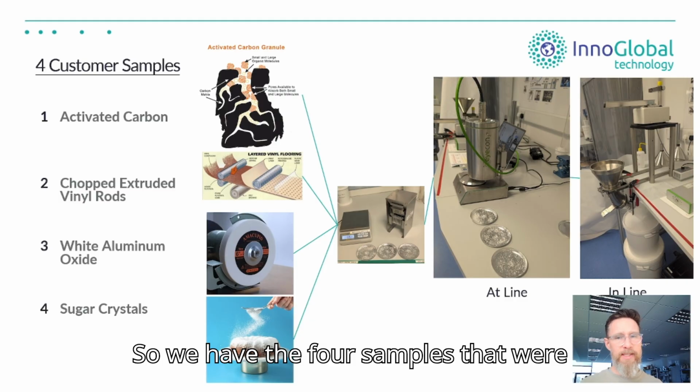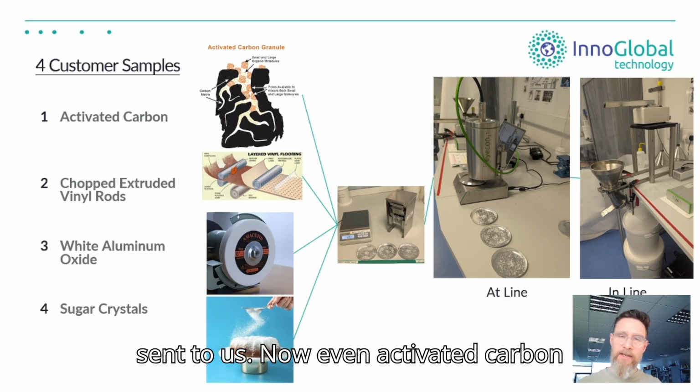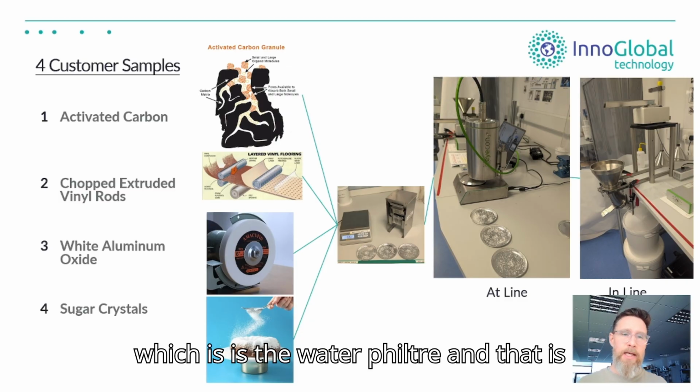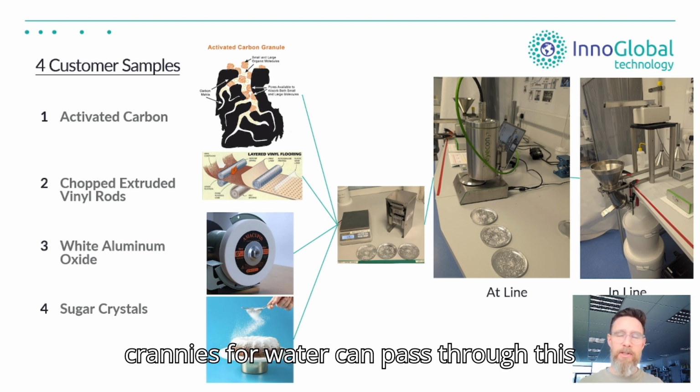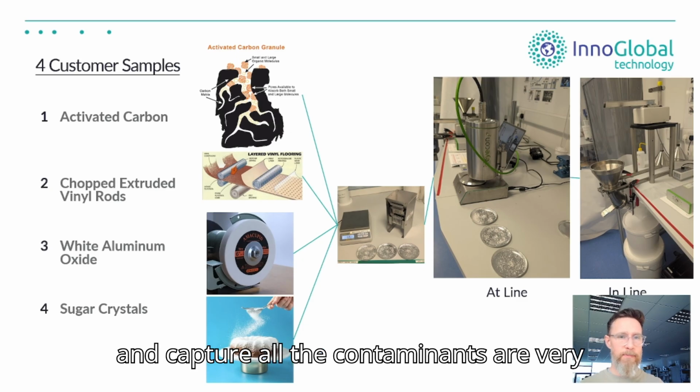So we have the 4 samples that were sent to us. We have an activated carbon, which is the water filter. That is the material with all these nooks and crannies so water can pass through it and capture all the contaminants. A very dark black material.